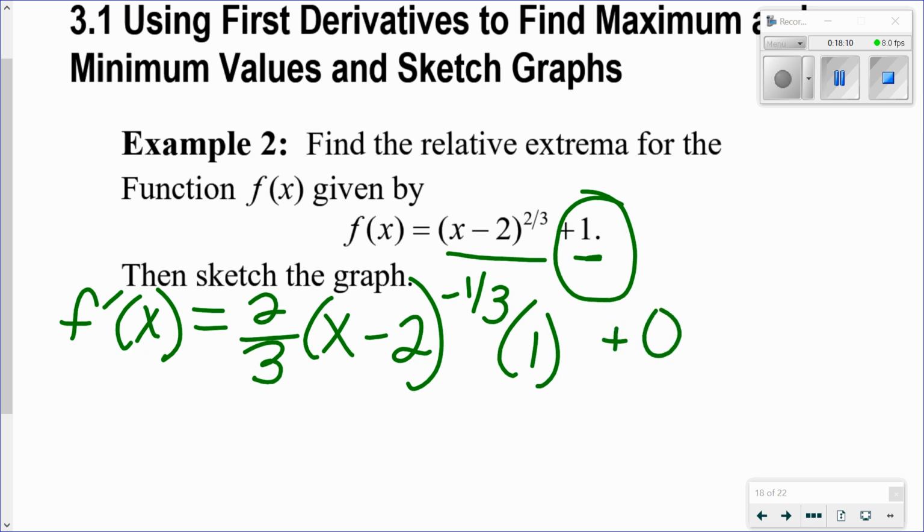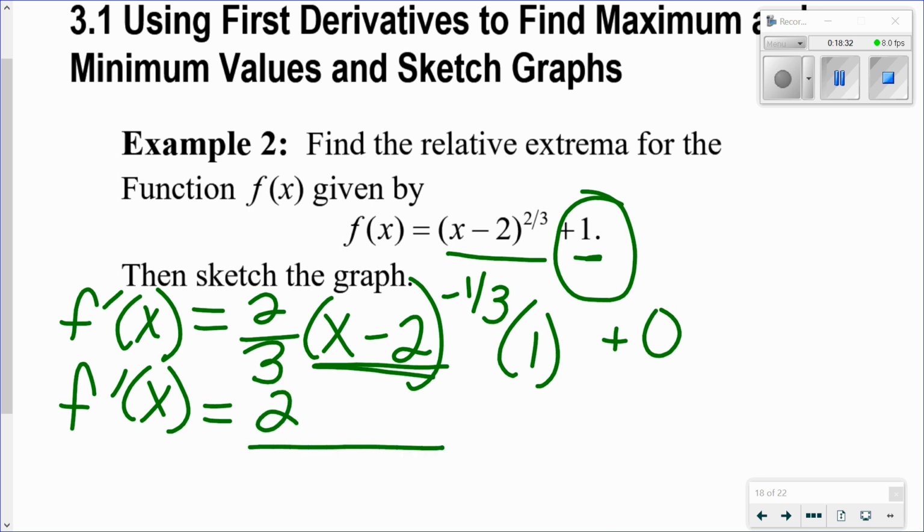All right, so let's simplify this. Now, because my brain does not think in negative exponents, I'm going to rewrite this in a form that our brains think a little better in. So that negative exponent means everything to that exponent goes down to the bottom. So we have 2/3 cube roots of x minus 2.